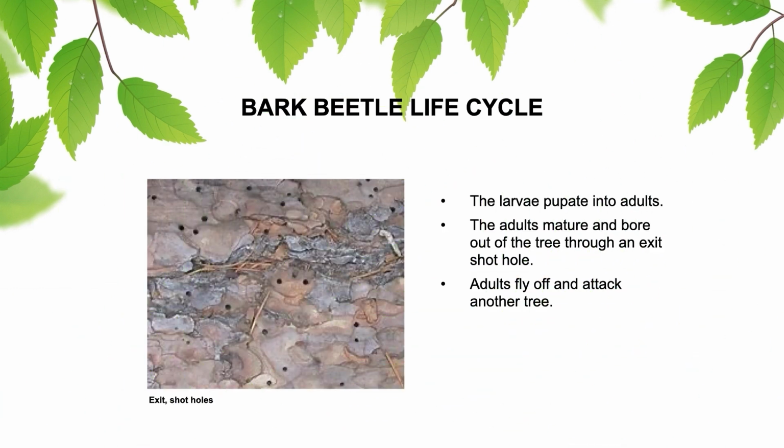The larvae develop into the pupal stage. The pupae turn into adults. The adults bore exit tunnels out of the tree that create a shot hole in the trunk of the host tree. After emerging from the host tree, the adults fly off and attack another tree.